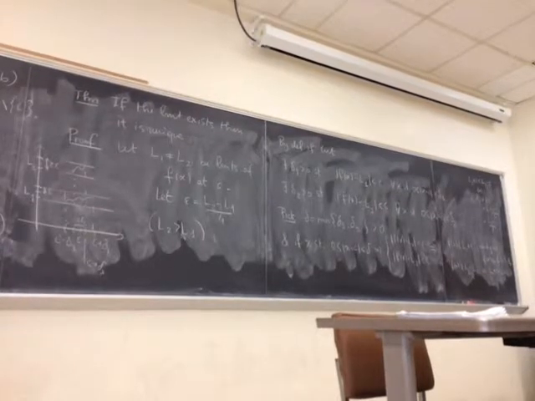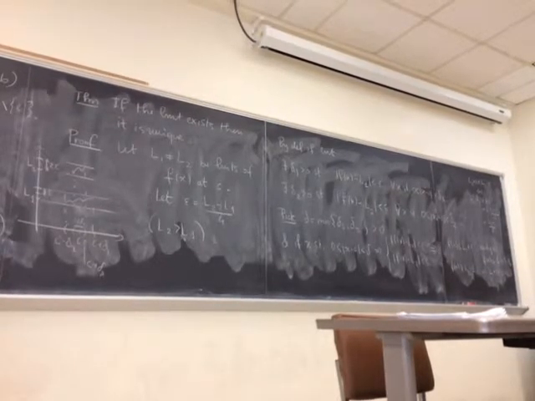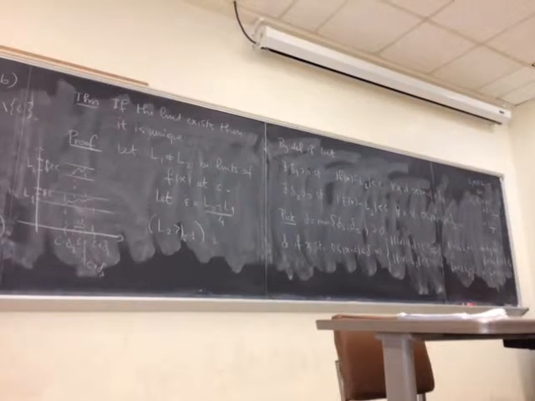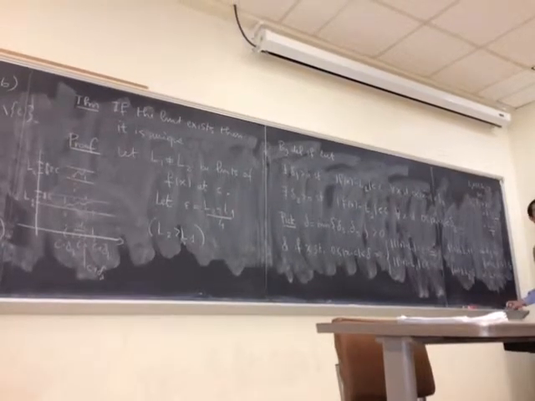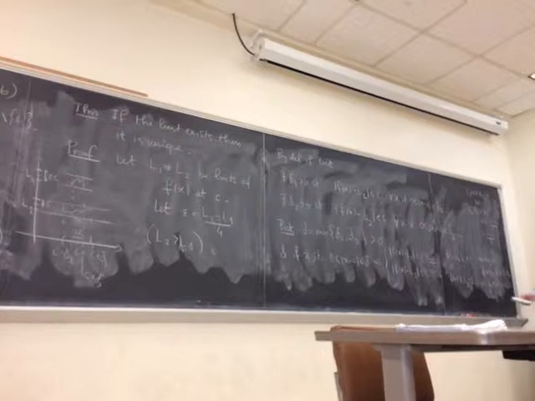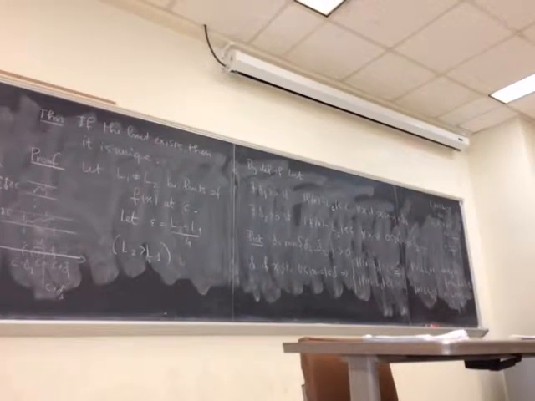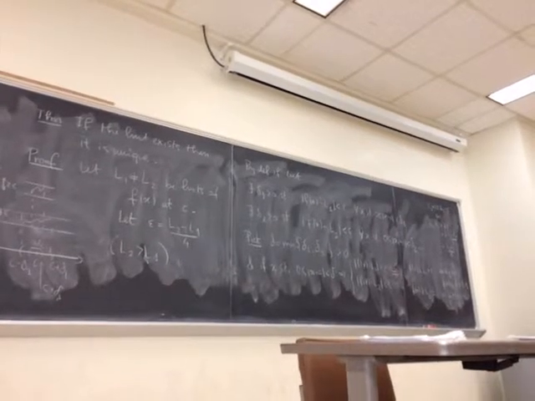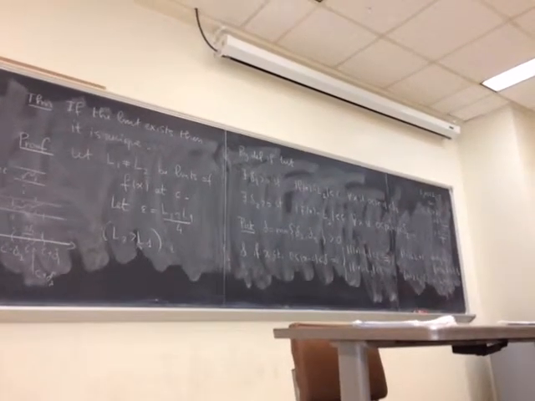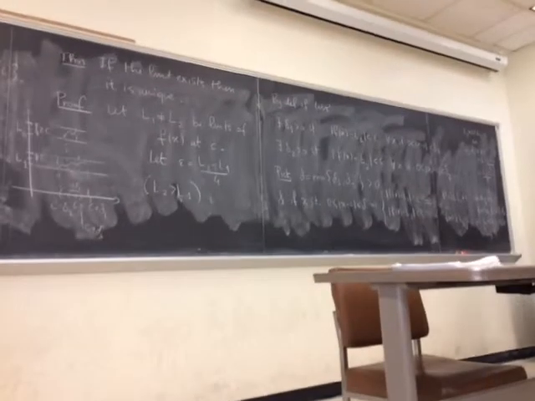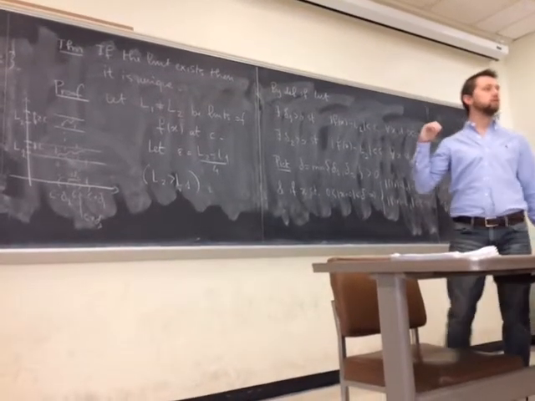And the proof is essentially the same as for the case of sequences. It's just that now a bunch of deltas are going to appear in place of a bunch of n-naughts. That's the only substantial difference. Do you have questions on this proof?